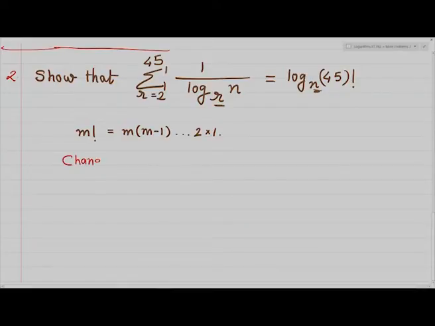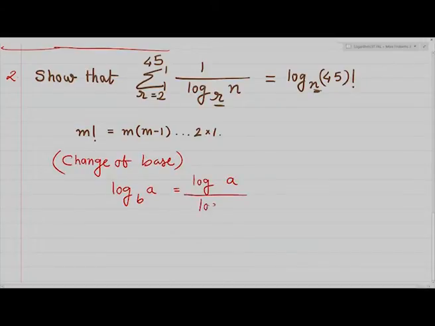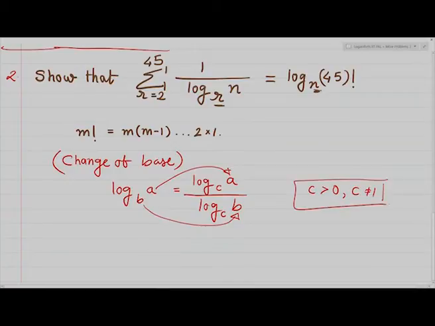What is the change of base formula? Can we quickly recollect? Suppose I have log to the base b of a, then it is equal to log of a upon log of b. The top goes to top, the bottom goes to bottom. Just remember, this is a trick, and the base can be anything. Obviously the base should satisfy the condition c is greater than 0 and c is not equal to 1. This is the formula, a key principle that will help us in understanding this problem.